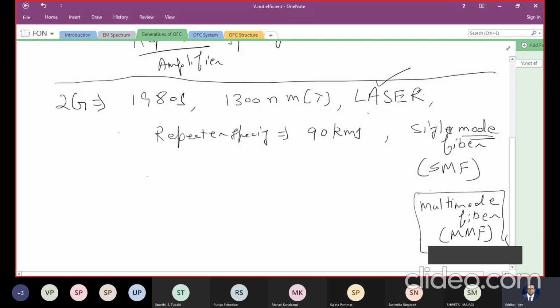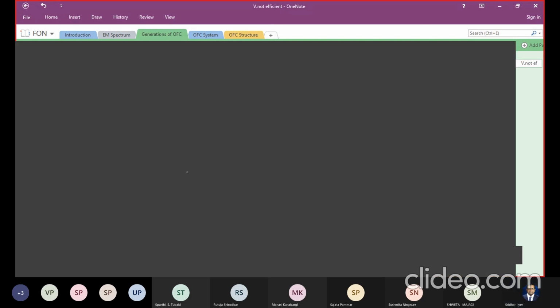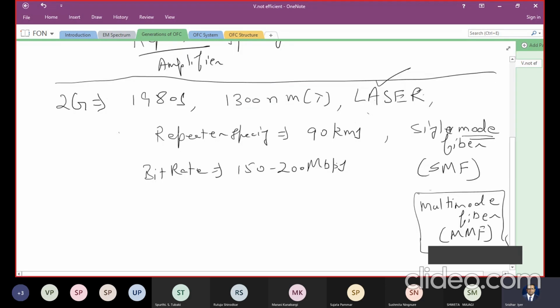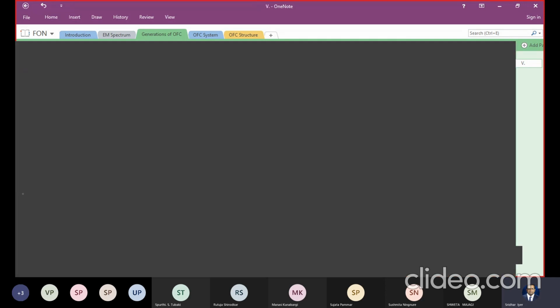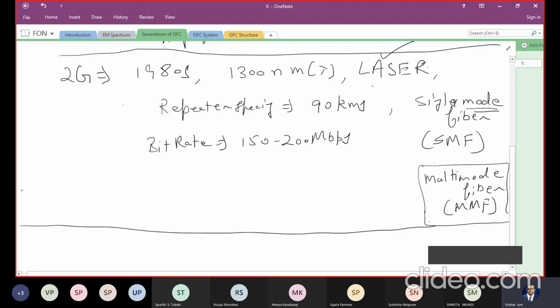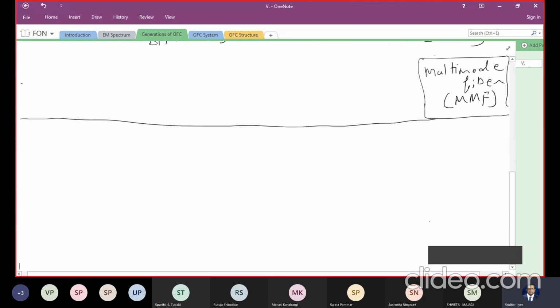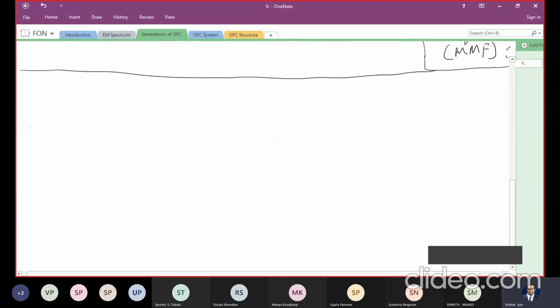The bit rate which you got was somewhere between 150 to 200 Mbps, which is larger than what we could get in the first generation. So you can see very clearly that the 2G was an enhanced version of the 1G system.